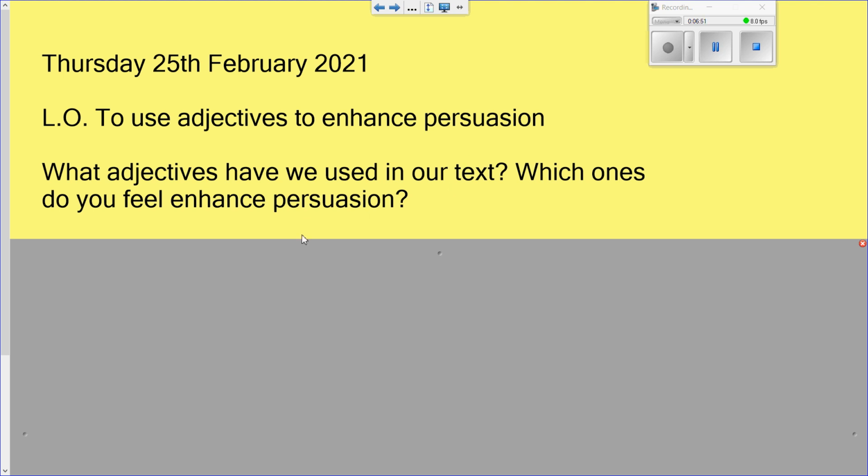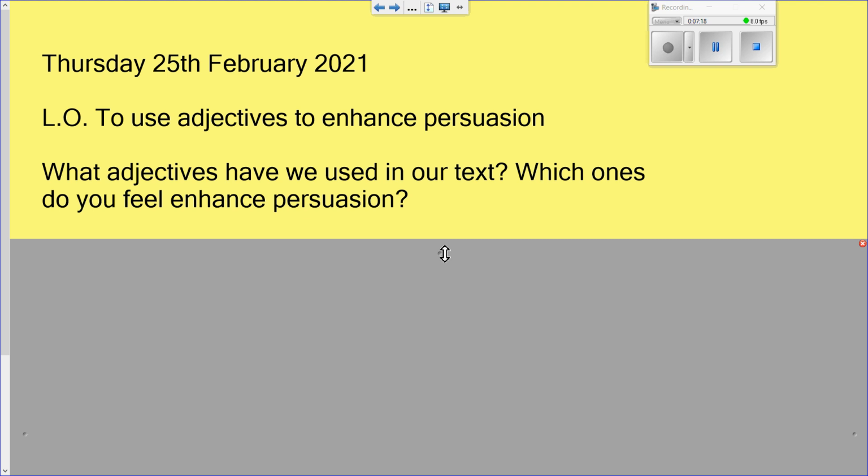Okay, so what adjectives have we used in our text? Which ones do you feel enhance the persuasion? I would like you now just to have a little look at the text that we've sent out to you. Start having a look at the second section. I think you'd be able to spot some adjectives there. So pause the video now and see if you can find those.